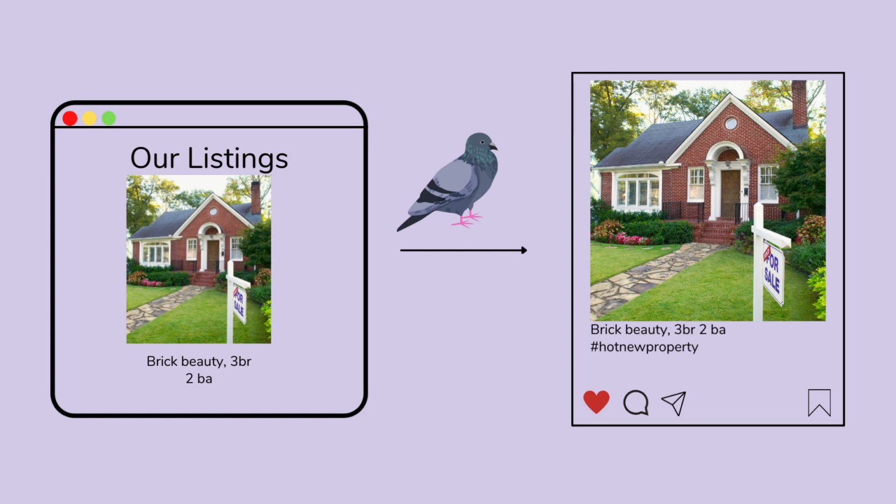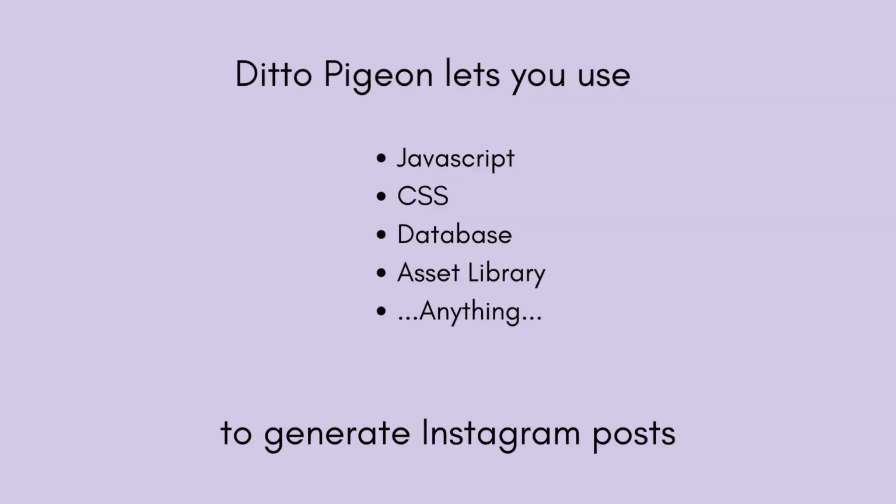Another example is a real estate agent. You get fresh listings every day, and those always have images. Why not point Ditto Pigeon at your site and share your latest listing? Hashtag hot new property. Or maybe you're a developer running a consumer-facing startup. Now the fun really starts. You can program, and you have a database. The world, or Instagram at least, is your oyster.